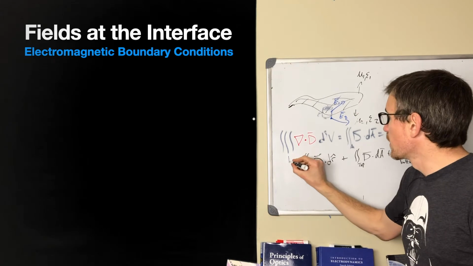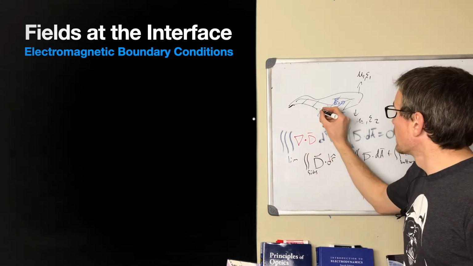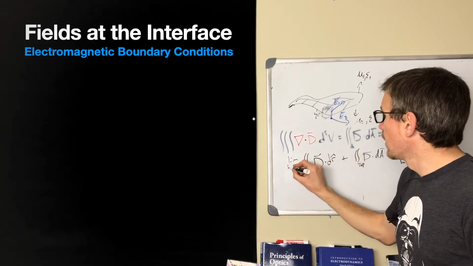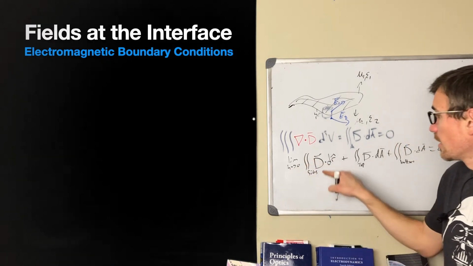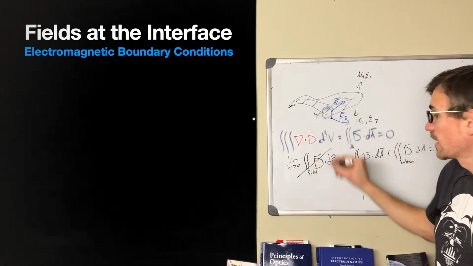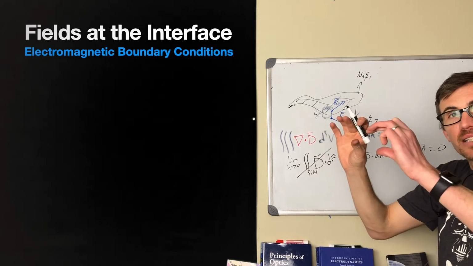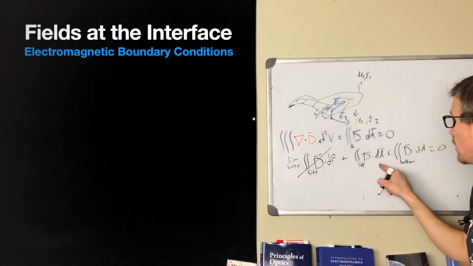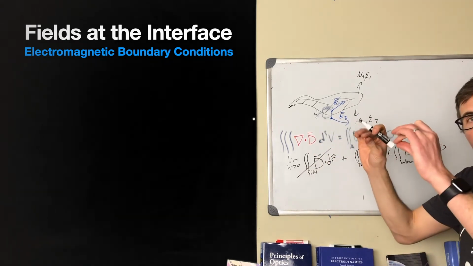And what we're going to do is take the limit as the height of this thing, we'll call it h, as the height goes to 0. Okay, the limit of the height goes to 0. This term is going to cancel out, right? Because the area is going to be squeezed to nothing. The top, however, is not, right?